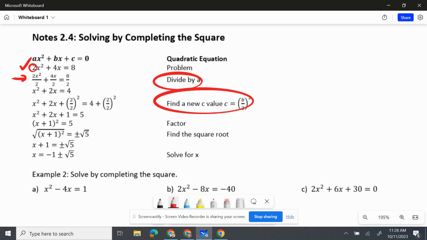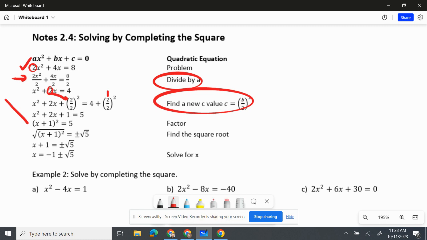Now, our next step is we're going to be finding a new c value. That uses the formula b over 2 squared. So our b value is 2. What we're going to do is divide it by 2 and square it. And in that case, it gives us a 1. So 4 plus 1 gives us a 5.